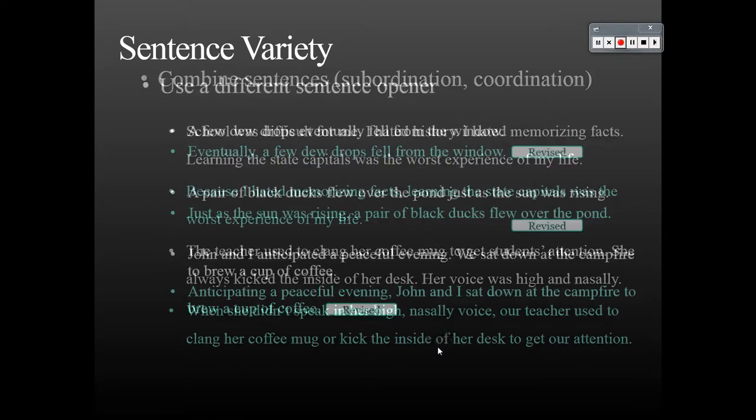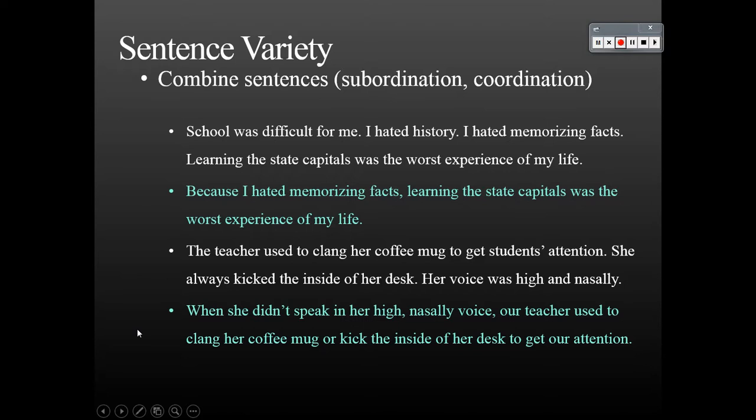Revise, revise, and revise. Combine sentences, in other words, subordinate or coordinate. School was difficult for me. I hated history. I hated memorizing facts. Learning the state capitals was the worst experience of my life. This is all very choppy, simple sentences. Simple sentence, simple sentence, simple sentence.